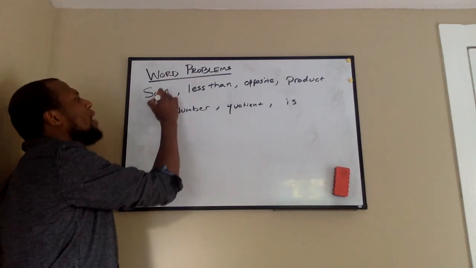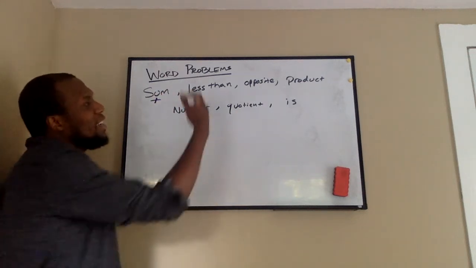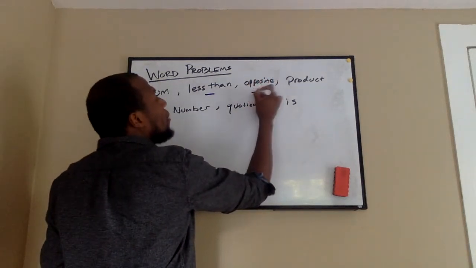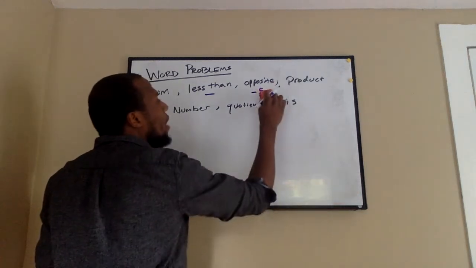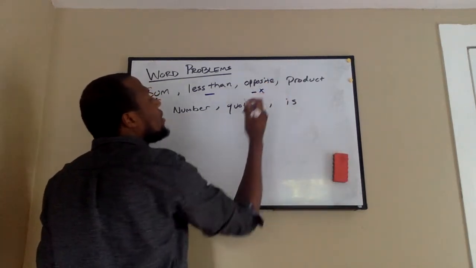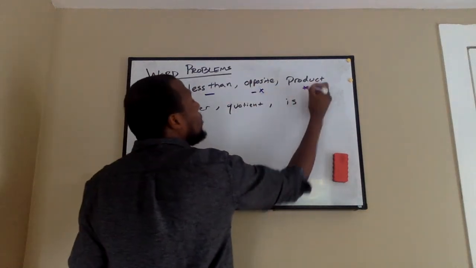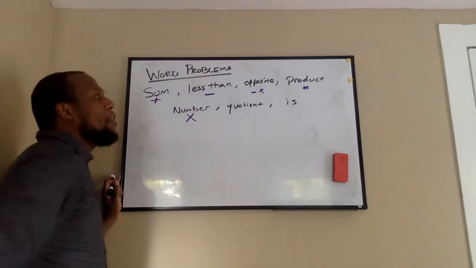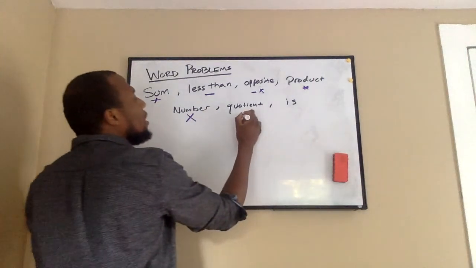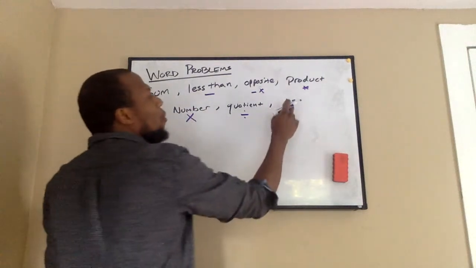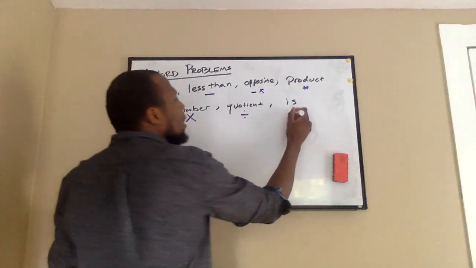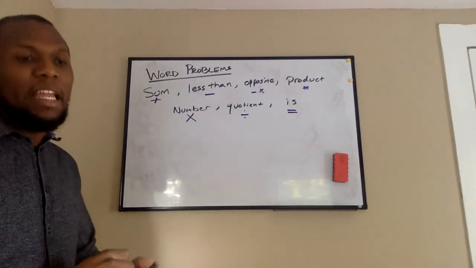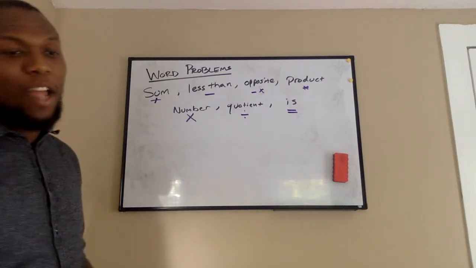So when we see sum, that's referring to addition, so we know we're going to have a plus somewhere. Less than, we're going to have subtraction somewhere. If it's opposite, that's going to refer to a negative number, or a negative x. Product, then we're dealing with multiplication. If you see a number or the number, that's referring to our variable x. Quotient is talking about division. And when we see is, that gives you a hint about where the equal sign is going to be. So those are just some key things to keep in mind. Let's look at a quick example.